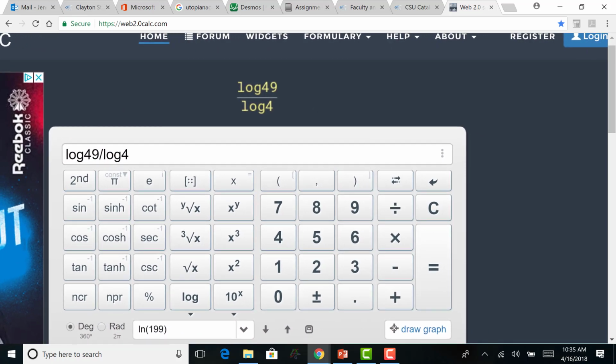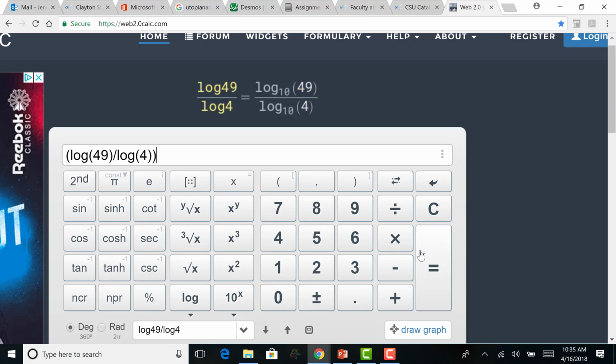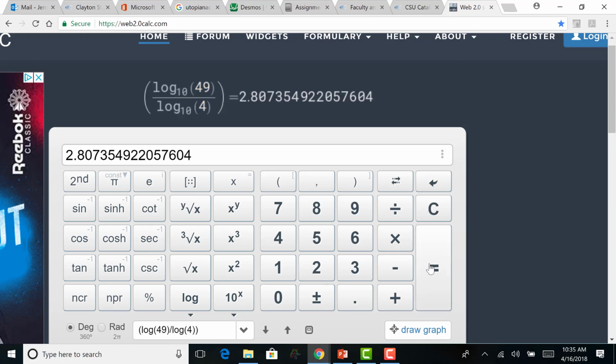Just trying to make the screen bigger so you can see it. I put in log 49 divided by log 4. Let me hit my equal sign so I'll see what that equals. Alrighty. Where's my answer? Oh, it rewrote it. Alrighty, there we go.